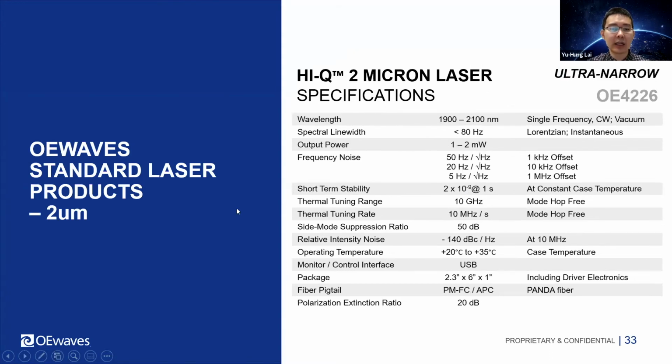And additionally, we can achieve, for example, a 2 micron laser. Our wavelength extends from 1900 to 2100 nanometer, and our spectral linewidth is less than 80 hertz. Our nominal laser linewidth actually achieves better than 10 hertz. And our output power is around 1 to 2 milliwatt here.